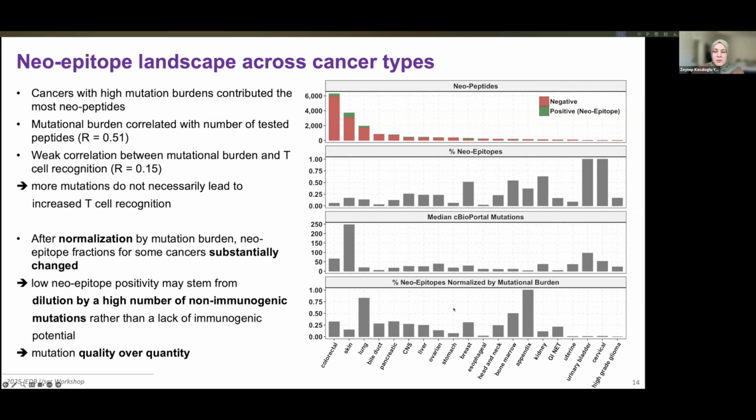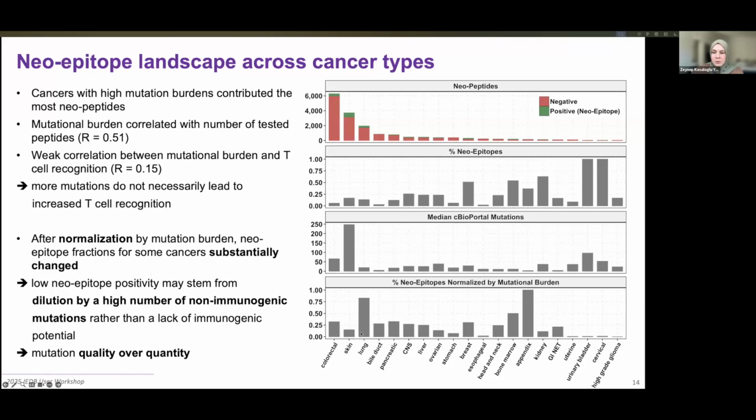So after normalization, we saw some important shifts. For example, colorectal cancer's normalized positivity rate jumped to 39%. So this might suggest that its low raw positivity rate we saw earlier was more a reflection of a high mutation burden than a lack of T cell recognition. So the positive epitopes get diluted by the high number of mutations. A similar pattern was seen in lung cancer, where again we have the jump, but we don't have that jump in skin cancer.